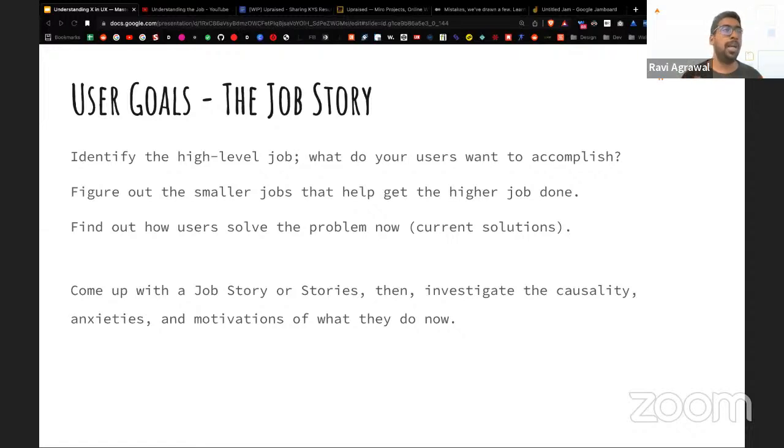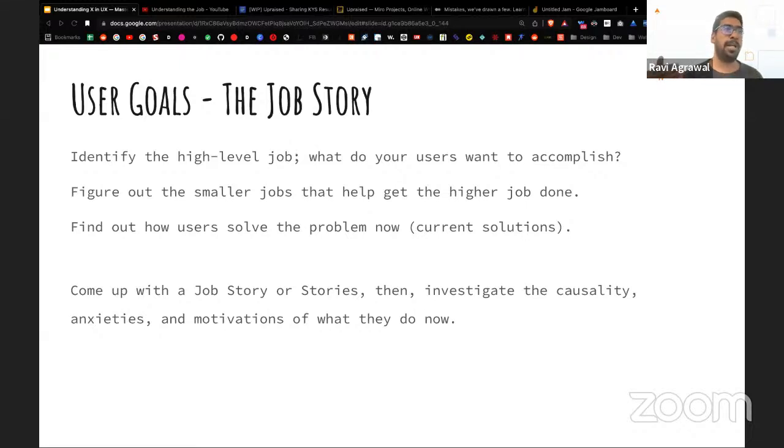For example, for Facebook, the higher level job is to connect people around the world. That's the higher level job. But what are the smaller level jobs that get it done? I can befriend someone, I can chat with them, I can look at their updates, we can talk in groups, we can conduct events, we can exchange whatever we own. All of those are ways to connect, and all of those are smaller jobs that help the larger job get completed.